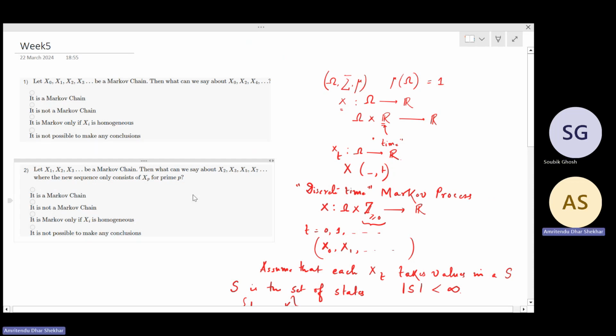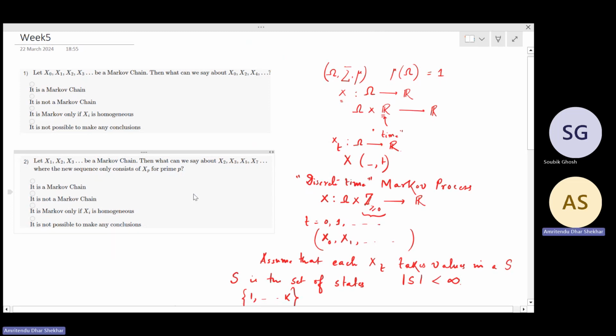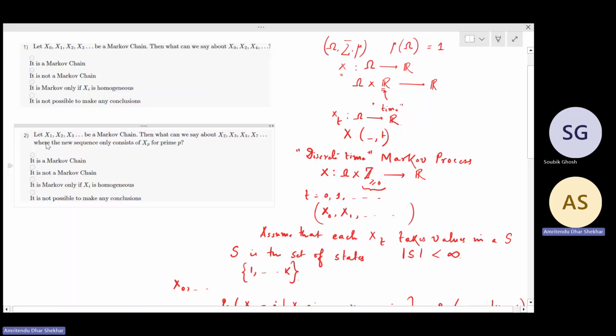So the first two questions are, we have a Markov chain x0, x1, x2, x3, and so on. Now what we do is we take only the even terms: x0, x2, x4, and so on. In the second problem, we again have the Markov chain x1, x2, x3, and so on, and we take only the prime terms of that Markov chain. So the question is, in both these cases, can we say that these are also Markov chains?